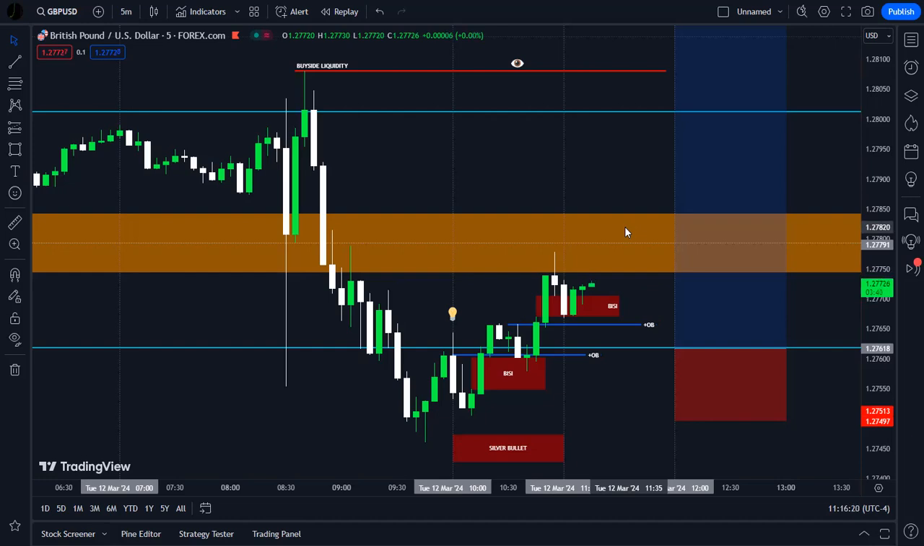So we watch to see if price is going to break above that. If it does, now those are our bullish order blocks. I mean, our bullish order block. Yeah, CISD, change in a state of delivery.